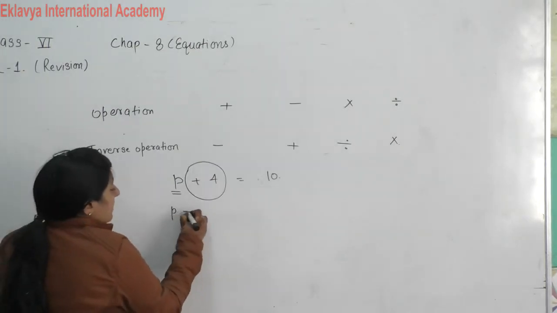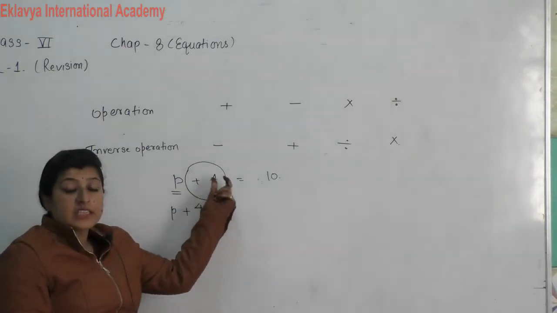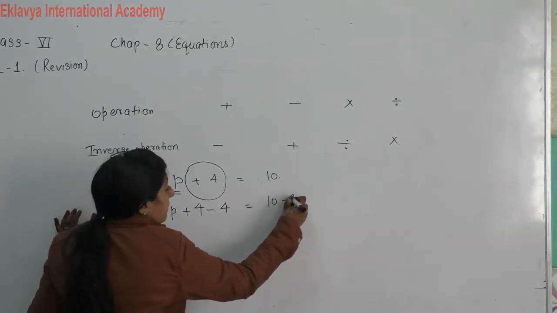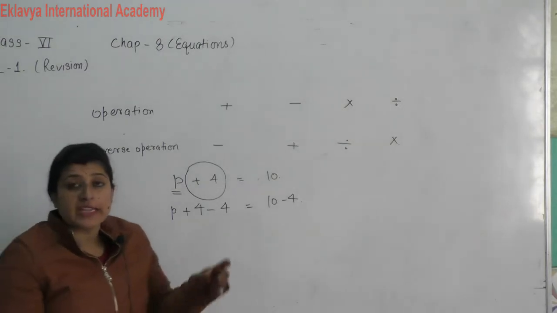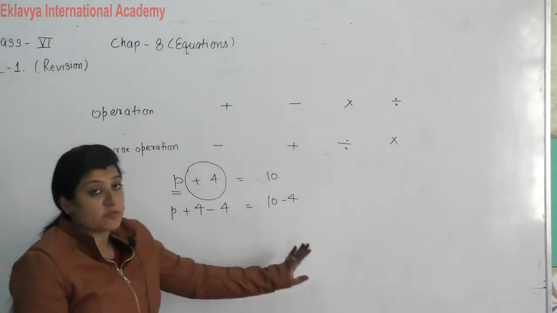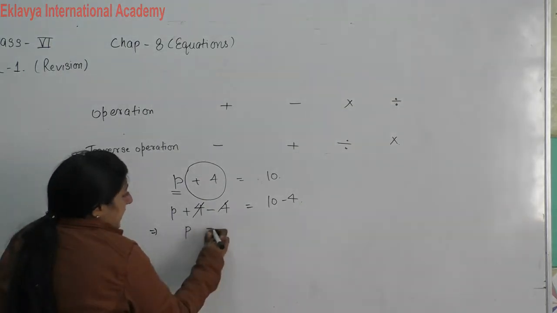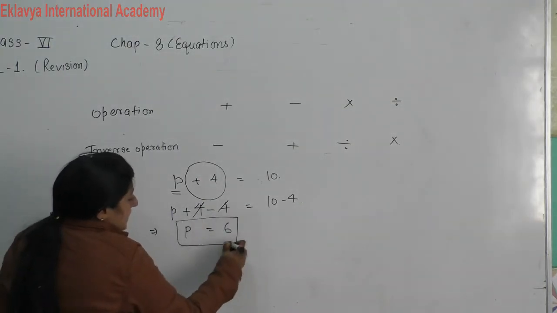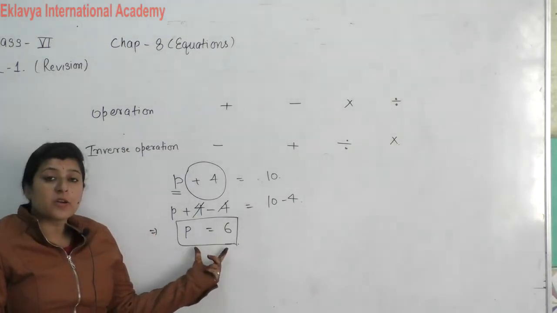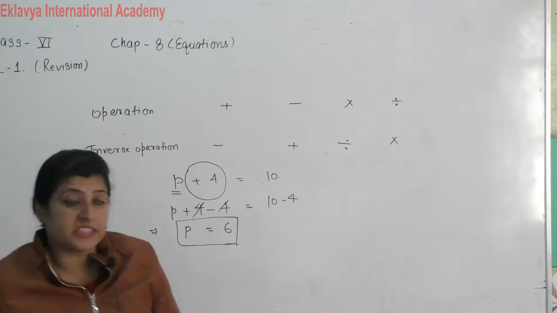So what we will do? Subtract the same value which is in the addition. Whenever we are performing any operation on one side of an equation, then we apply the same operation on the other side also. So see, this cancels out, and remaining is P, 10 minus 4 is equal to 6. So by using inverse operation, we get the solution of the unknown variable. It means P is equal to 6 is the root of this equation.